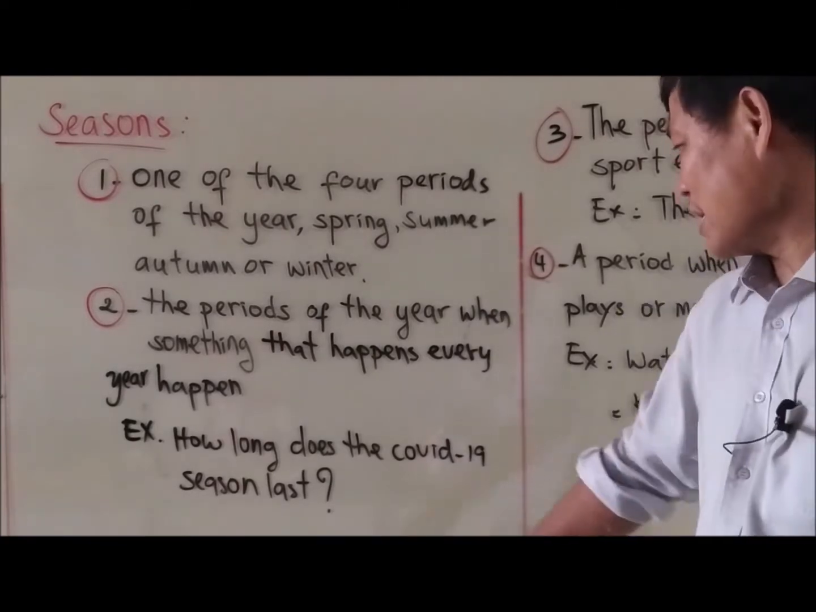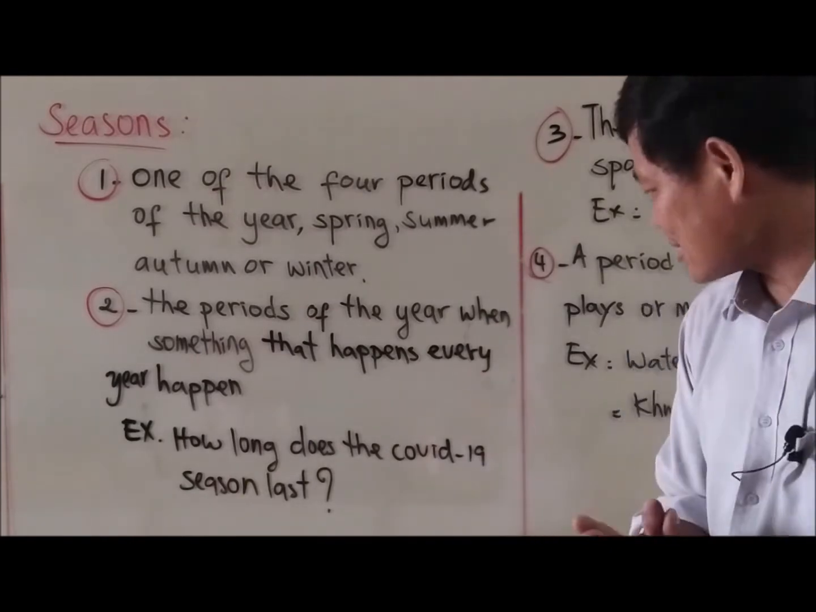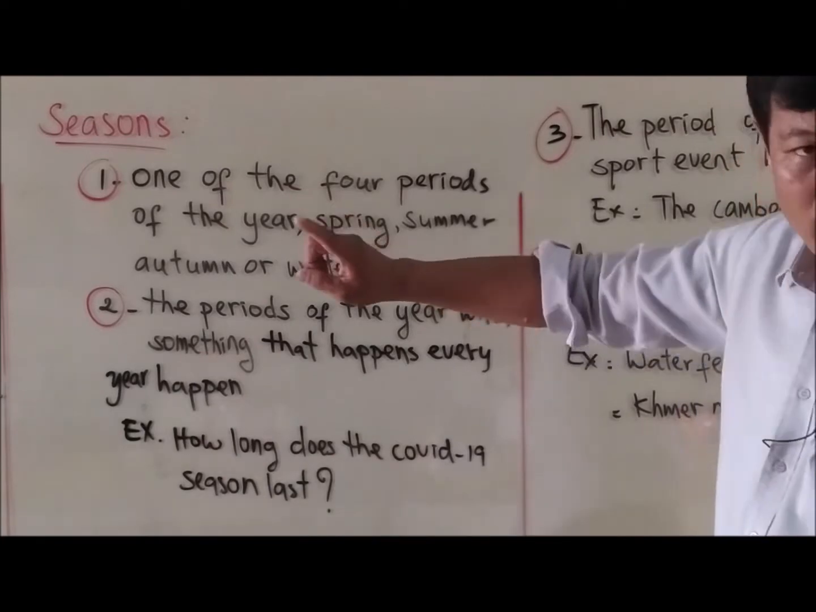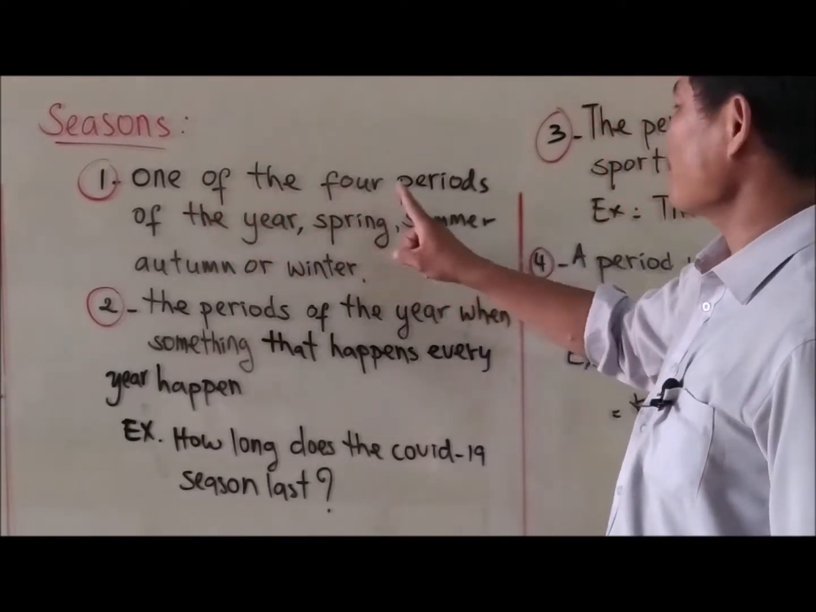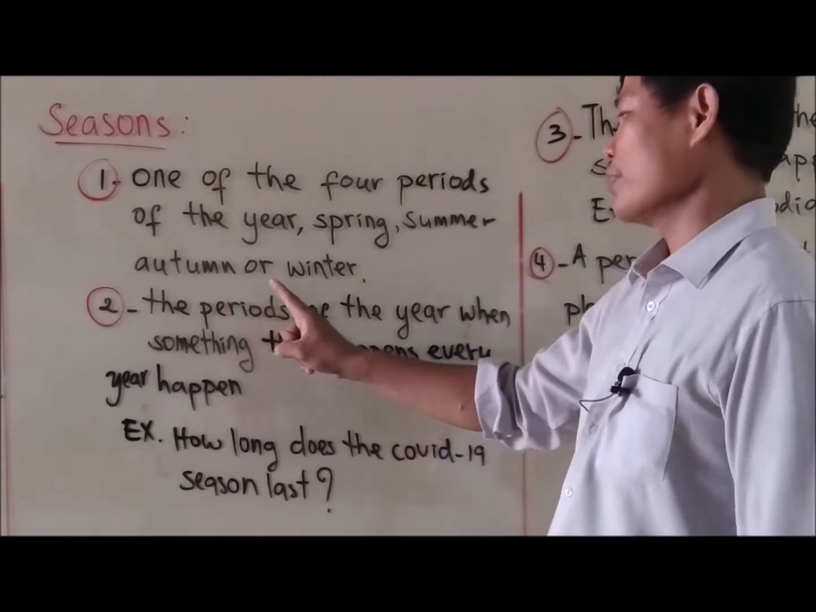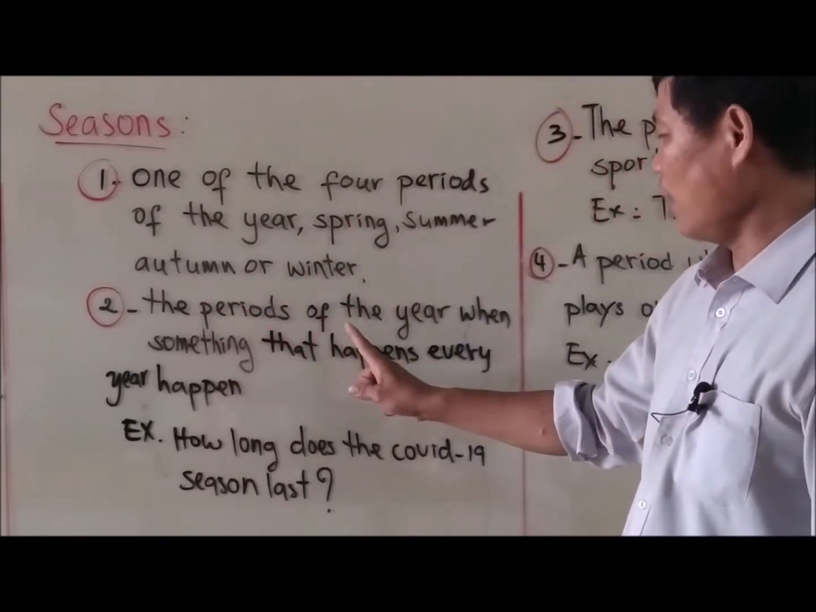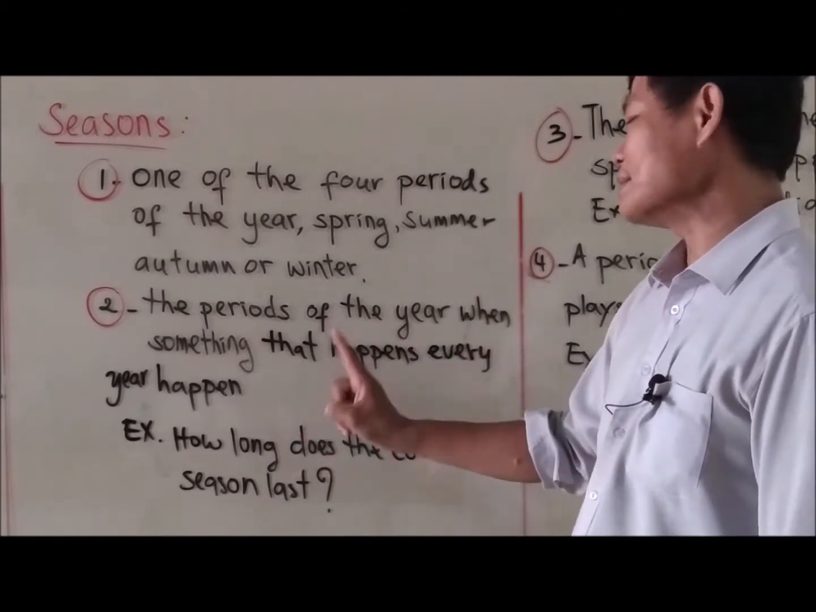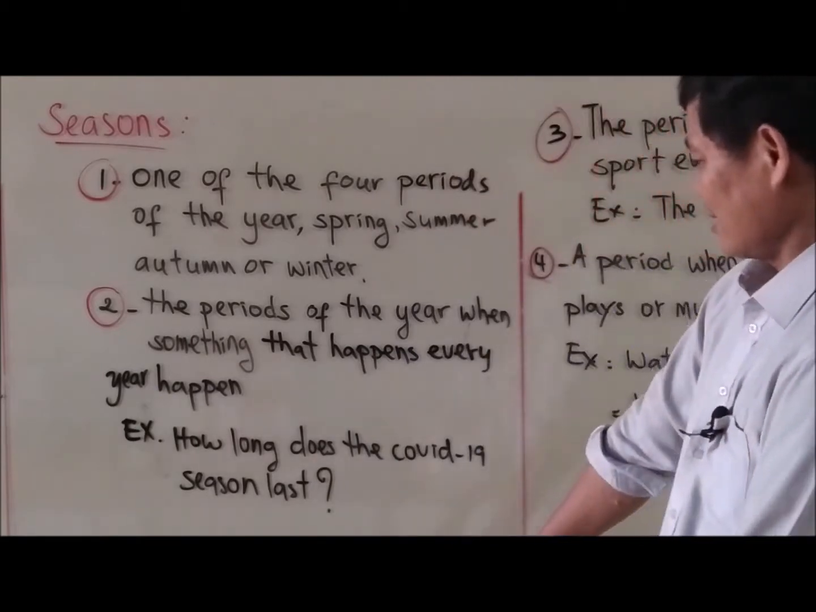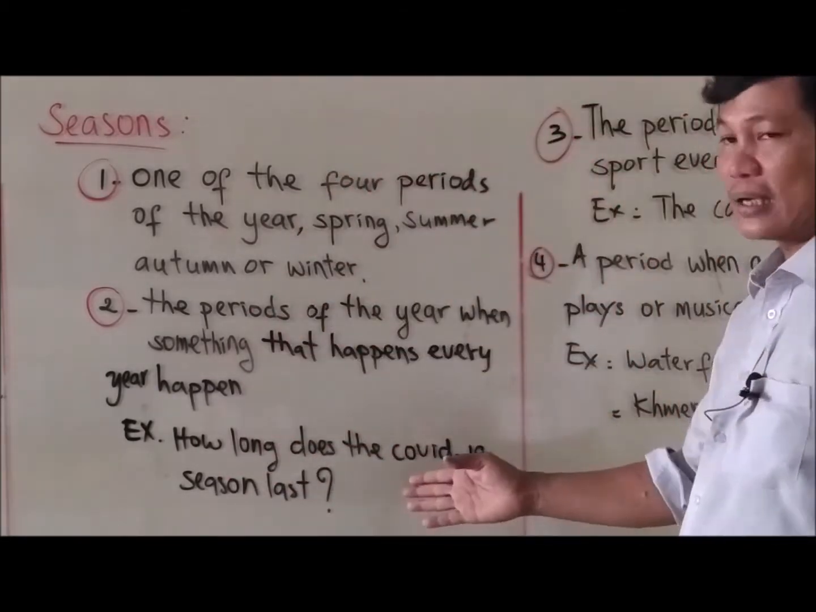This is meaning to say, how long does the COVID-19 season last? That is the meaning. So number one, one of the four periods of the year: spring, summer, autumn, or winter. Two, the period of the year when something that happens every year happens. Okay, so how long does the COVID-19 season last?